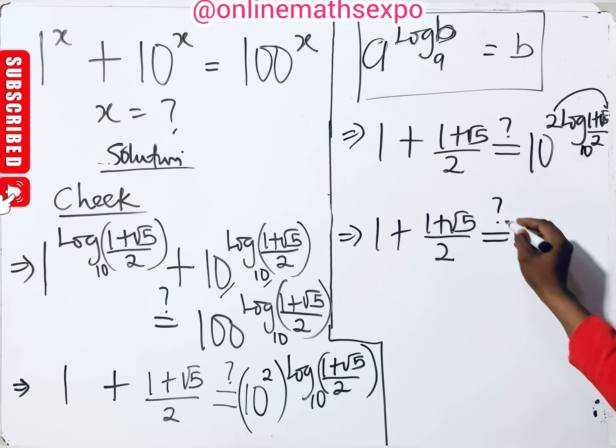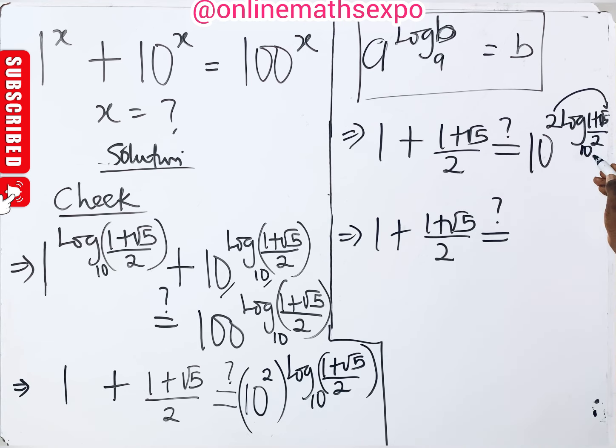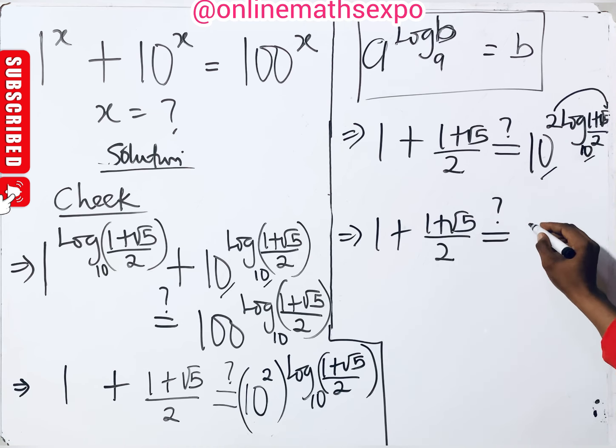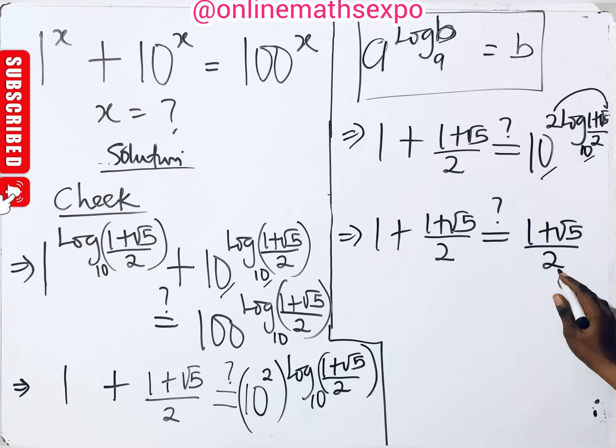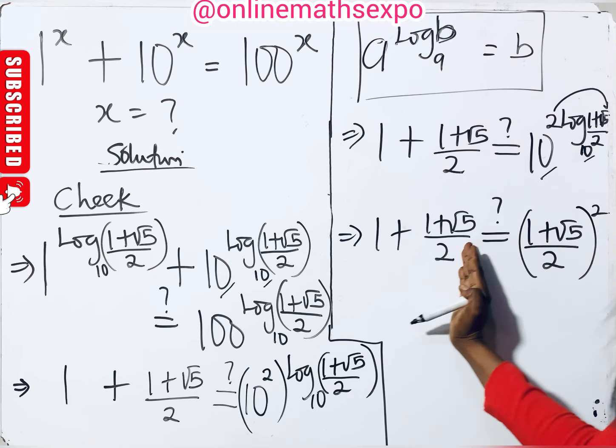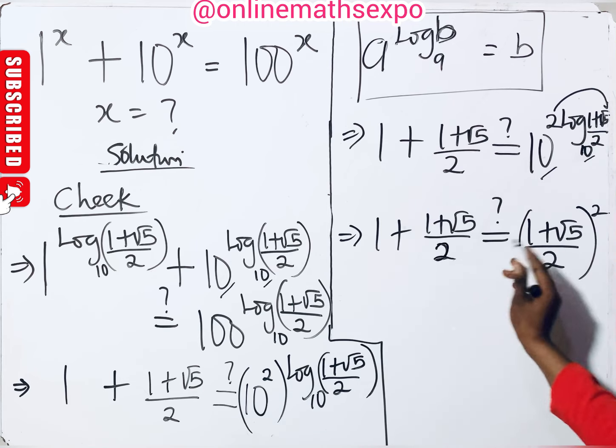Is it the same as... observe now that this and this are the same. So in that case, we are going to have 1 plus root 5 divided by 2. This 2 here becomes the power of this number. I hope you are seeing what we're doing. So in that case, we want to check the left side, and let's also check the right side.